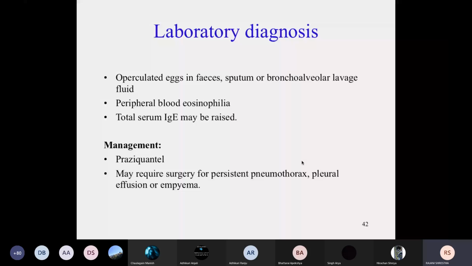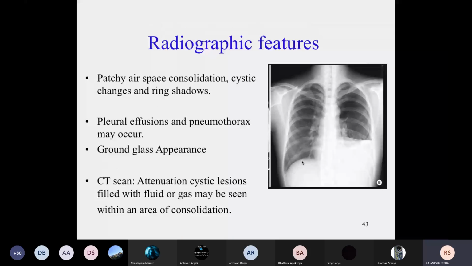And in the radiological features, in the chest X-ray, you can see patchy air space consolidation with cystic changes and the presence of effusion as well as pneumothorax, where you can find a ground-glass-like appearance. In the CT scan also, you can see the cystic lesion, which is filled with fluid as well as gas, and there might be an area of consolidation.